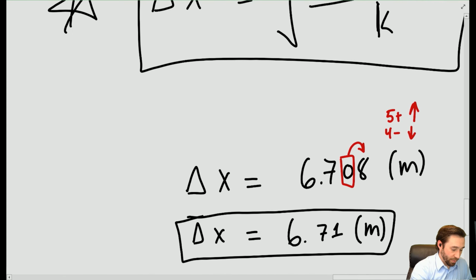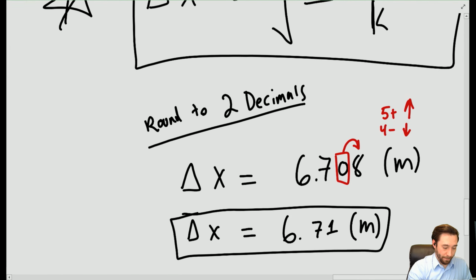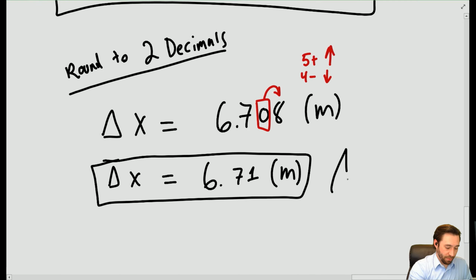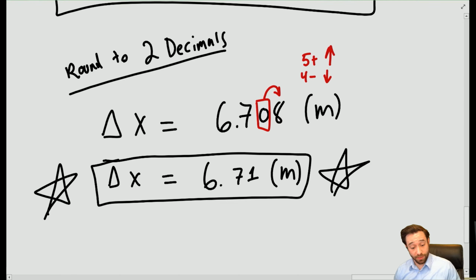And then let me just clarify. So round to 2 decimals. Cool. So that's my final answer for how much the spring has been compressed.